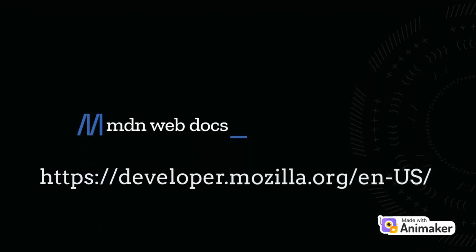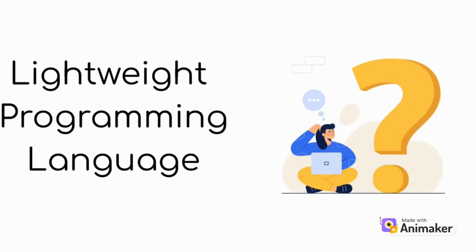MDN is a web documentation repository and learning resource for web developers. It was started by Mozilla in 2005 as a unified place for documentation about open web standards and about Mozilla projects and developer guides. I highly recommend this website and documents for reference. In case you want to learn any web technology or any web programming language, for example HTML or CSS, or even JavaScript, I highly recommend this MDN website. Let's go back to the definition.